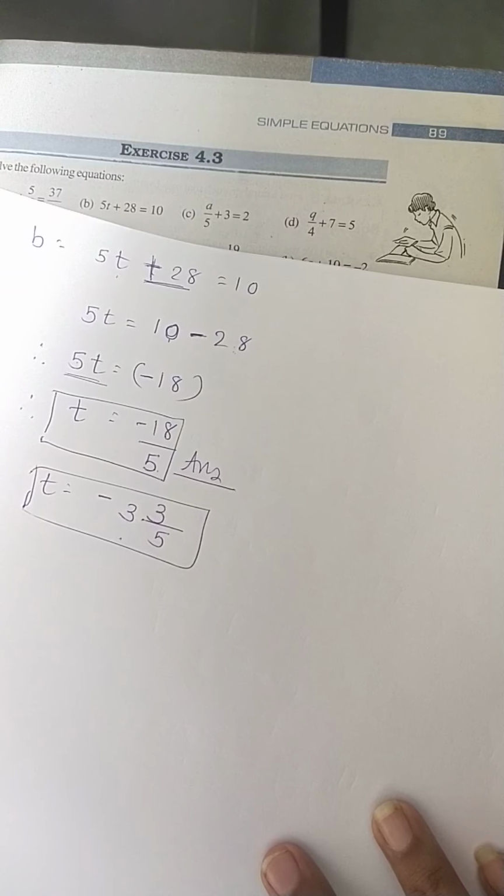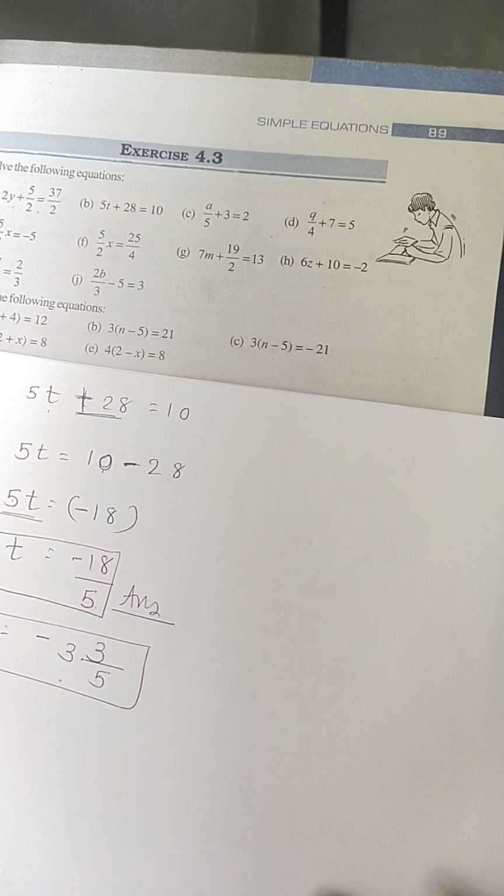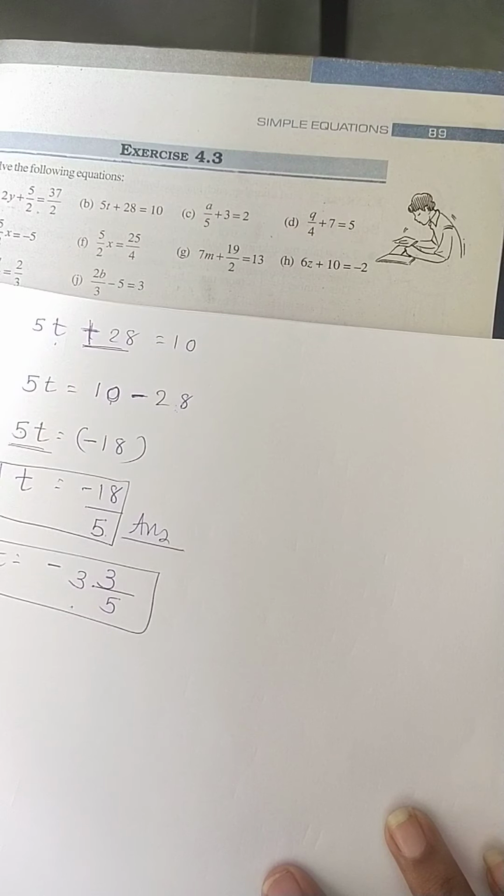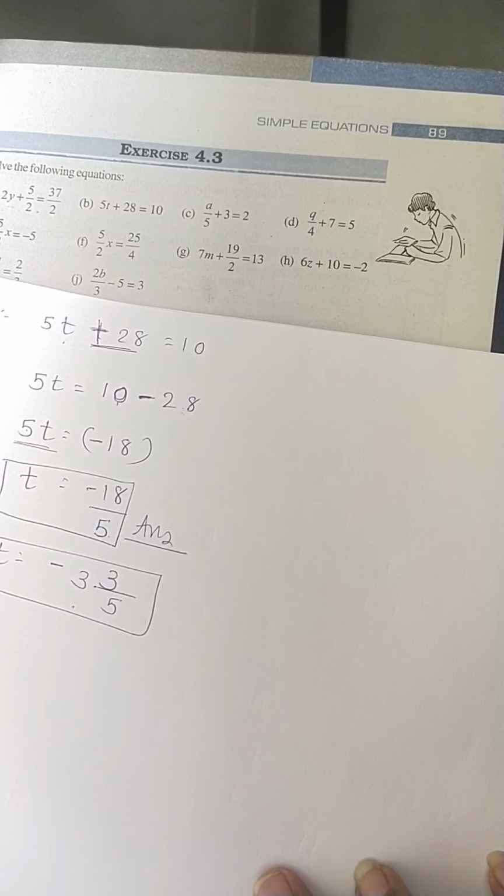So understood, students? This way you have to solve question number 1 by yourself. It is very easy. Just one thing you have to remember. Which one? You have to make the variable separate from the constant. Okay, step by step. If it is a plus, then side change, sign change, it will be negative. If it is a multiplication, then side change, sign change, it will be division. If it is a minus, side change, sign change, it will be plus. Okay, so you have to try to do it by yourself.